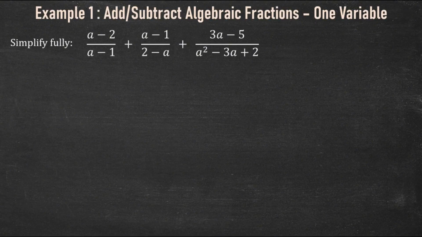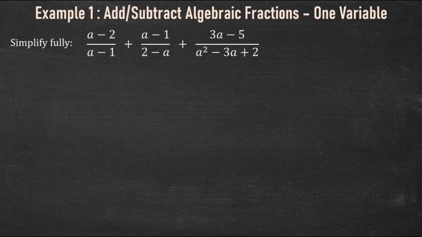Example 1, we have to simplify this algebraic expression. So let's have a look at it. We have 3 fractions, and they are separated by a plus sign. So what does that mean? Yes, we need to find a lowest common denominator, or our LCD. But before we find the LCD, we first want to factorize the denominators.